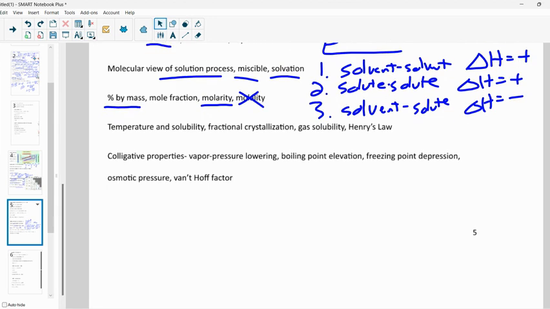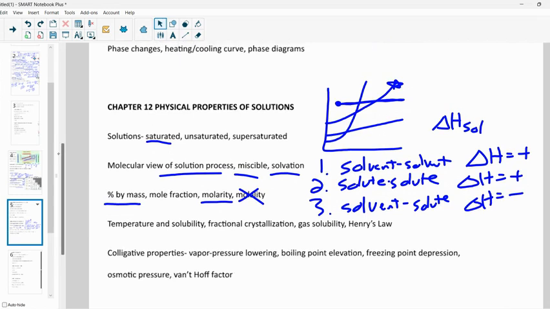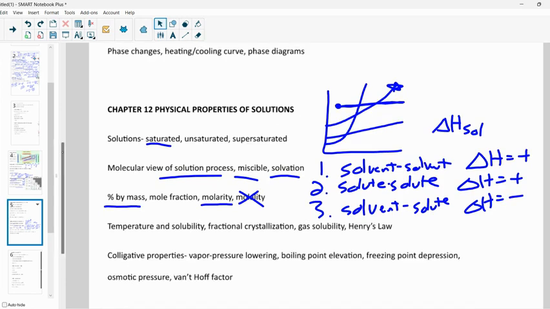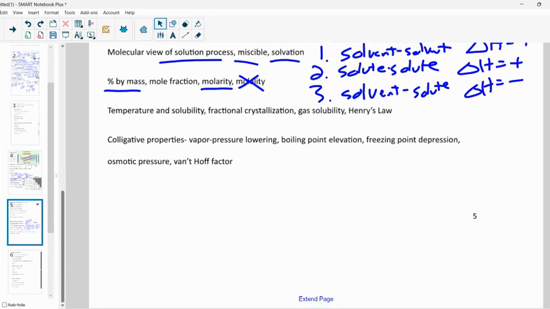Temperature and solubility. From our solubility curve, we see that, in general, as we increase the temperature, our solubility also increases. That is for solids. For solids, as temperature increases, solubility increases. Particles are moving around, they can keep them away from each other more. Fractional crystallization is just that idea that we can separate the mixture based on the solubilities. Right? It's just another way to separate mixtures.